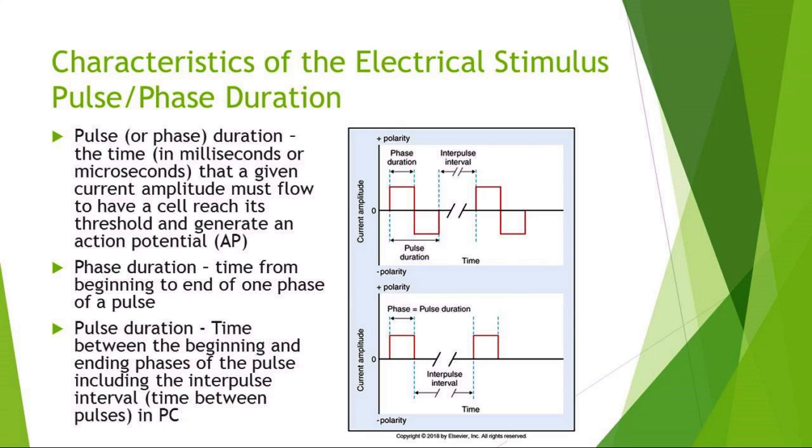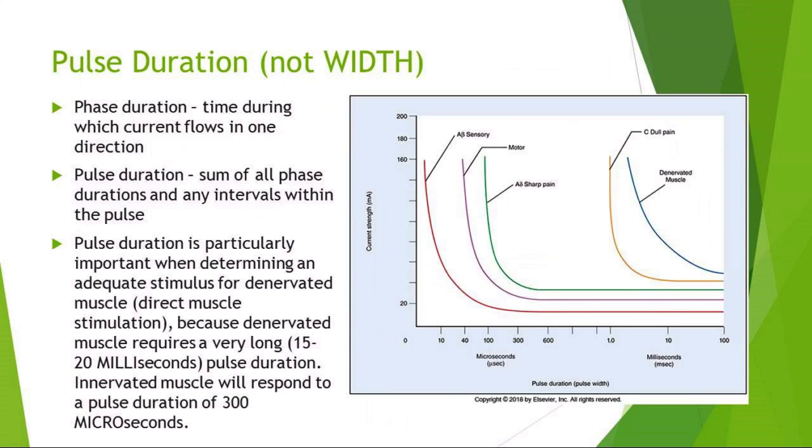The pulse duration is the time between the beginning and the ending phases of the pulse, including the interpulse interval, which is the time between pulses. So basically we're just specifying the different parts of the curve, if that makes sense. The phase duration is the time during which the current flows in one direction. The pulse duration is the sum of all phase durations and any intervals within the pulse.